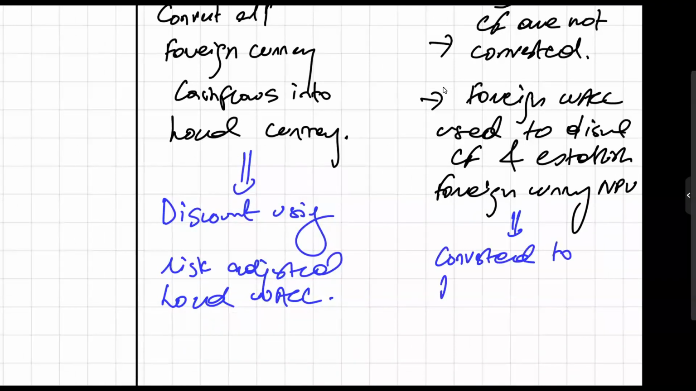Converted to local currency using spot rate.